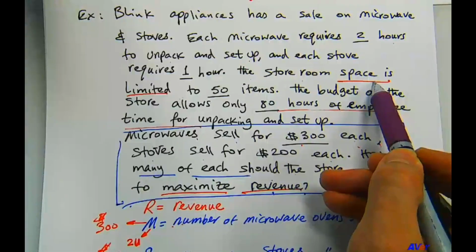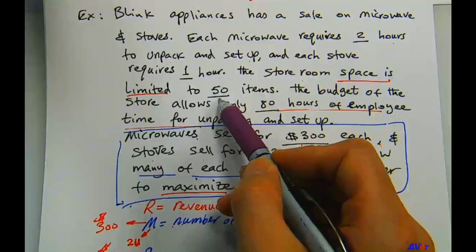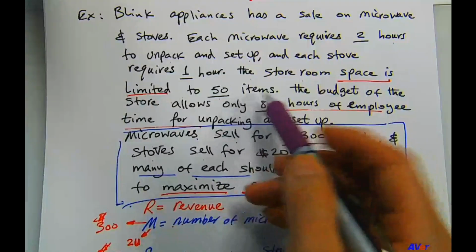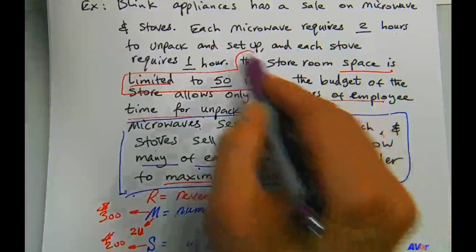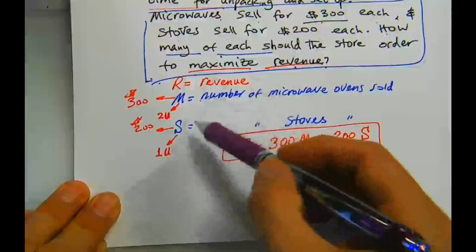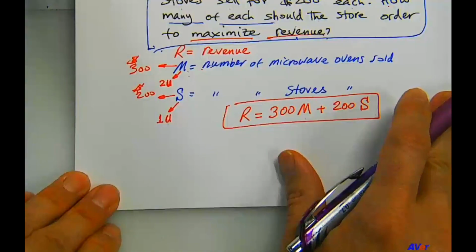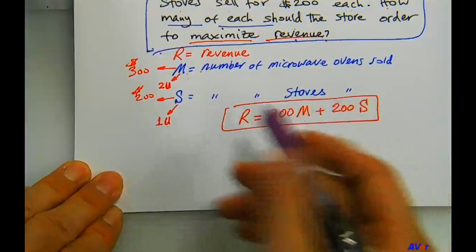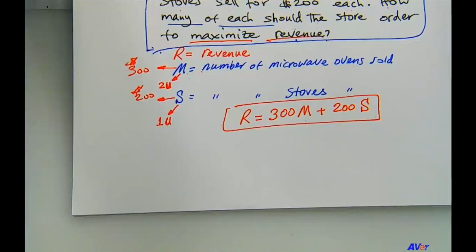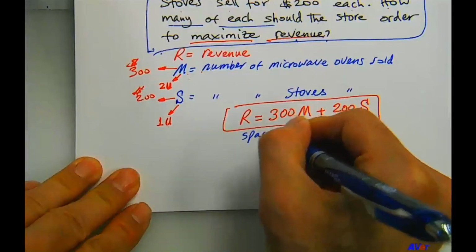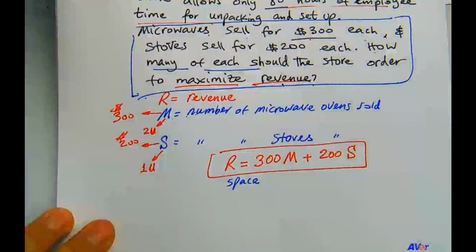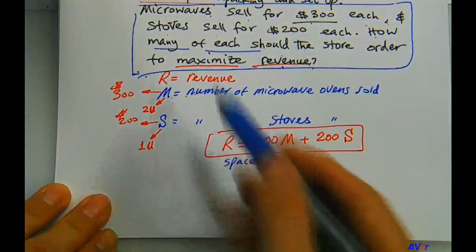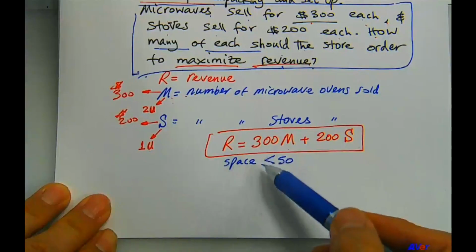The storeroom space is limited to 50 items. Okay, so right from that statement, and the fact that we had M and S, we can write down a constraint for that. So space is limited to 50 items, right? So we can store up to 50 items there. So that's how I'm going to organize that information for now, and we're going to build on this.